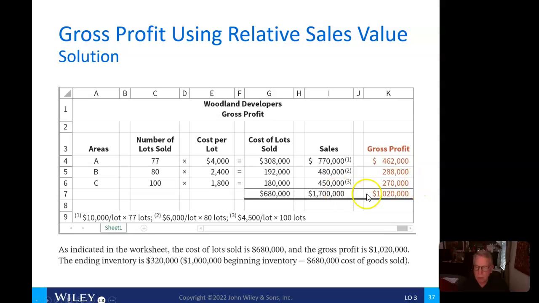So as indicated on the worksheet, the cost of lots sold is $680,000. The gross profit is $1,020,000. And the ending inventory is going to be the $1 million beginning inventory less this cost of $680,000, for a total of $320,000. Pretty straightforward, I think.